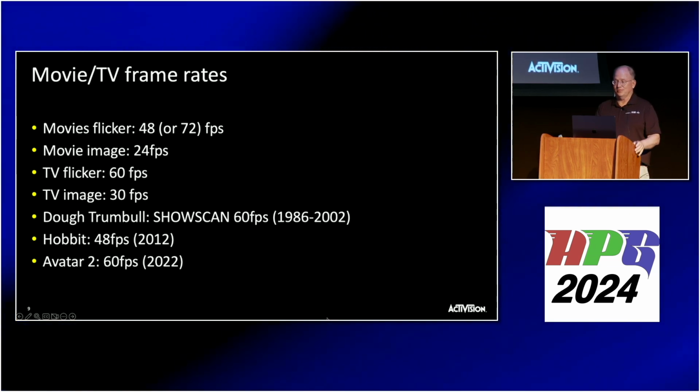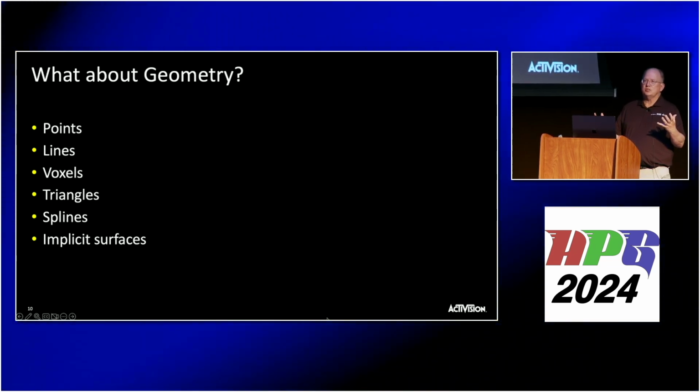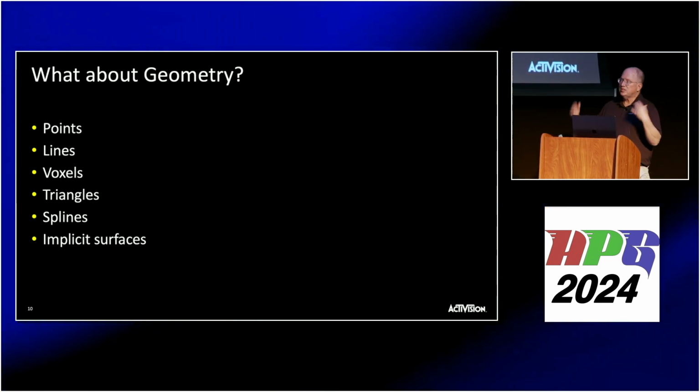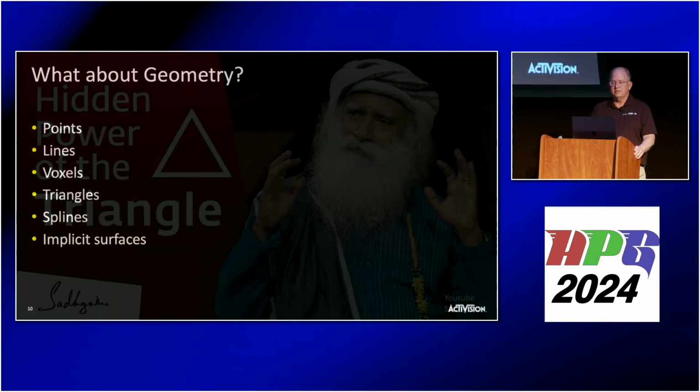I was just interested. Okay, let's switch to geometry. What's happened in geometry in the past? There are all these different things that have come along that people have tried. This will be the shortest part of the talk. Triangle 1.